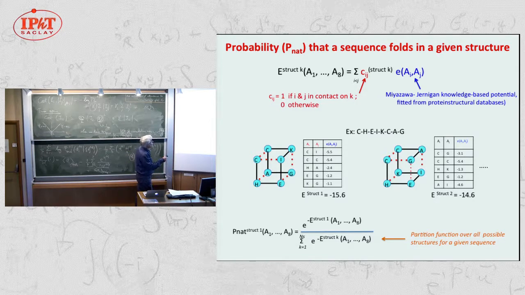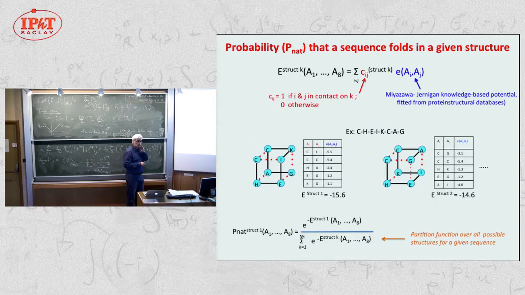So we have a sum over I and J, which are pairs of sites. The Cij is a matrix which is equal to 1 if I and J are in contact, or 0 otherwise, times a factor which depends on the amino acids carried by the sites. So it's a very simple model. For instance here, if I haven't made any mistake, these are two structures with the same sequence, and you can compute the two energies, and you see two different numbers for the same sequence.